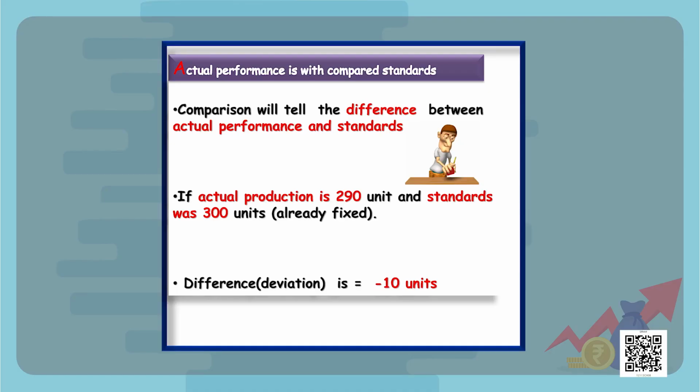Then we move on to the next step, which is comparison of actual performance with the standard set. Under this step, we compare the performance according to the standards that have been set. The performance might be more than the standards or less than the standards. The difference is known as deviation.